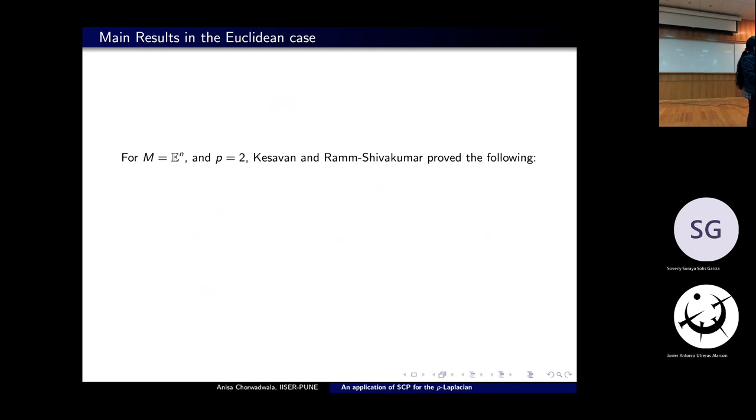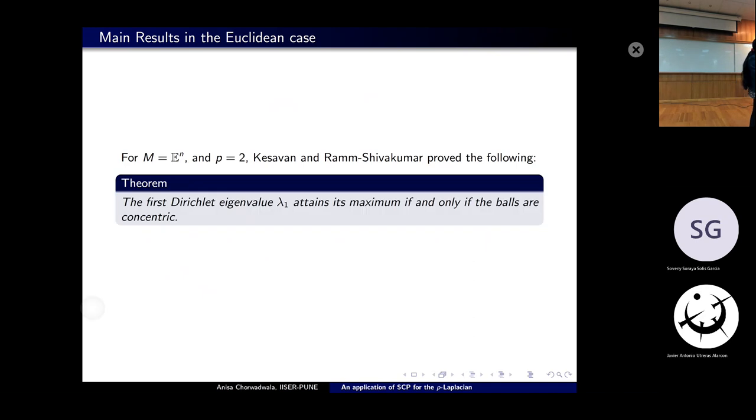Keshavan and Ramaswamy and even earlier Hersch had proved it only for the two-dimensional Euclidean plane. So in the Euclidean case and for the linear case, that is for p equal to 2, it was already known that the first Dirichlet eigenvalue lambda 1 attains its maximum if and only if the balls, so we have two balls, the outer ball and the inner ball, are such that the inner ball is free to move inside the outer ball. The radii of both these balls are constant, so the radii are not changing. That is, the volume of the domain is fixed, but the center of the inner ball, and because of which the entire inner ball, is free to move inside the outer ball.